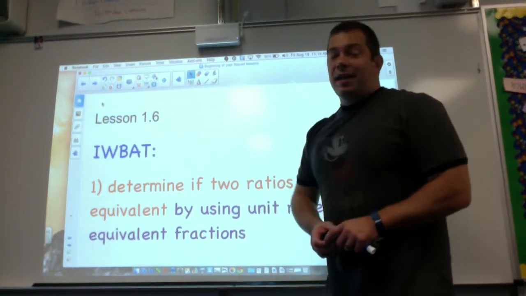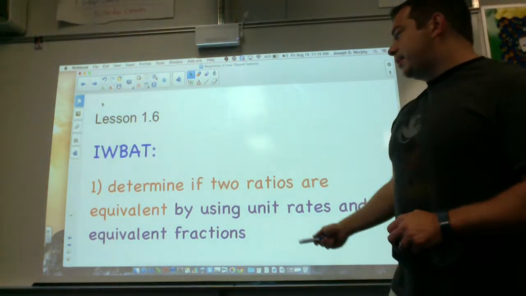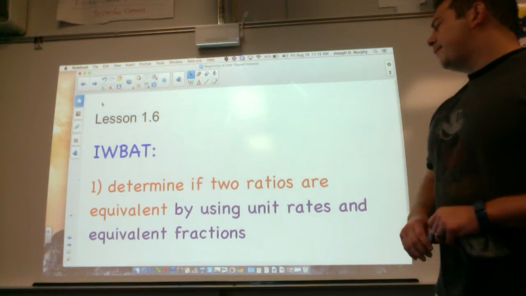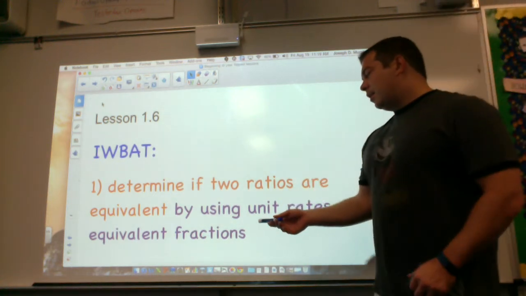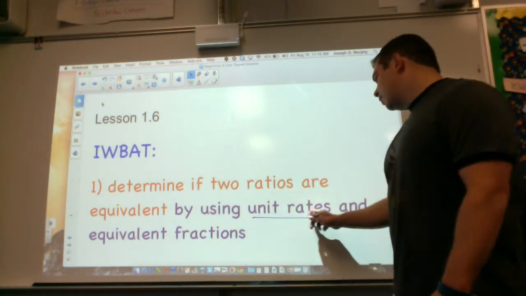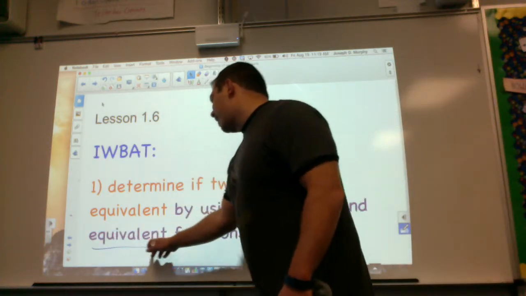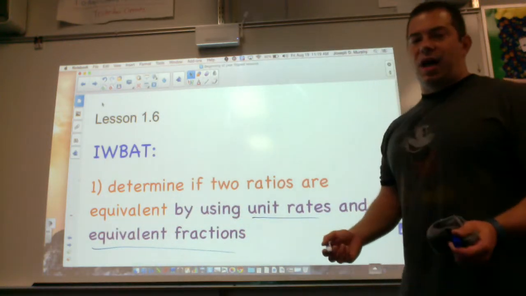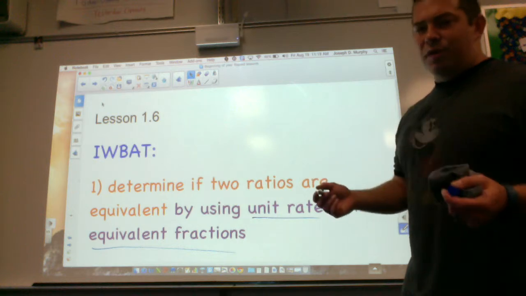All right, welcome to lesson 1.6. Here's your objective. I will be able to determine if two ratios are equivalent by using unit rates and by using equivalent fractions. So there's two different ways we're going to solve it. Let's start by talking about the unit rate one.